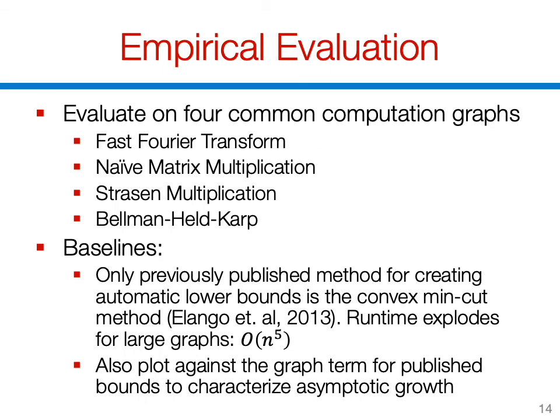Finally, we empirically evaluate our bounds on 4 common computation graphs: the fast Fourier transform, naive matrix multiplication, Strassen multiplication, and Bellman-Held-Karp. We evaluate against a baseline, the convex min-cut method, which to our knowledge is the only previously published tractable method for creating automatic lower bounds. This method is relatively expensive though, as its runtime explodes for very large graphs at O of n to the 5th, where n is the number of vertices. We also plot against the graph term for published bounds to characterize asymptotic growth.